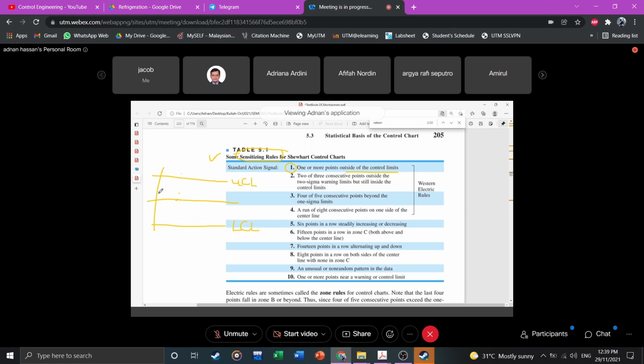Okay, anyway, let me change the color to make it clearer. If I use blue, let's say I have this line. Remember, 3 sigma above, 3 sigma at the bottom. So if this is 3 sigma, this dashed line will be 2 sigma. Sometimes they call it a warning line.